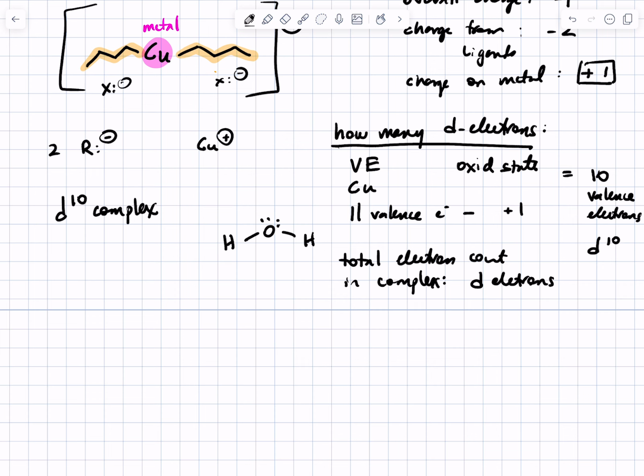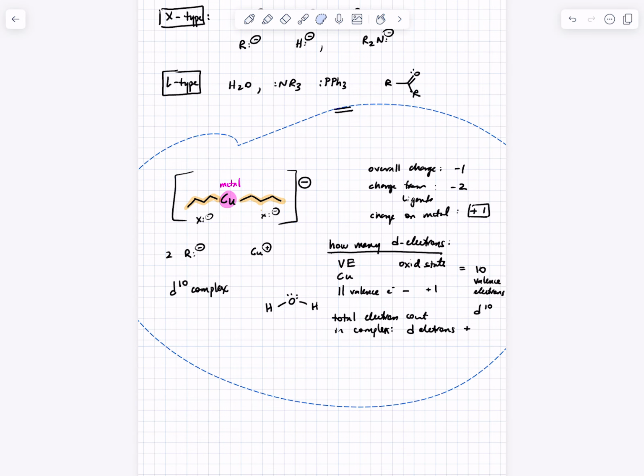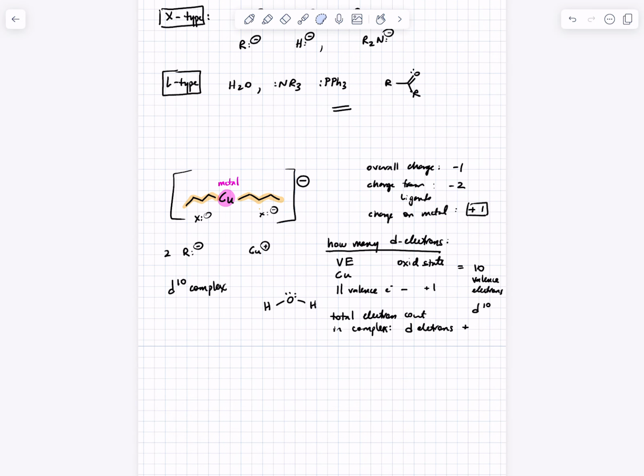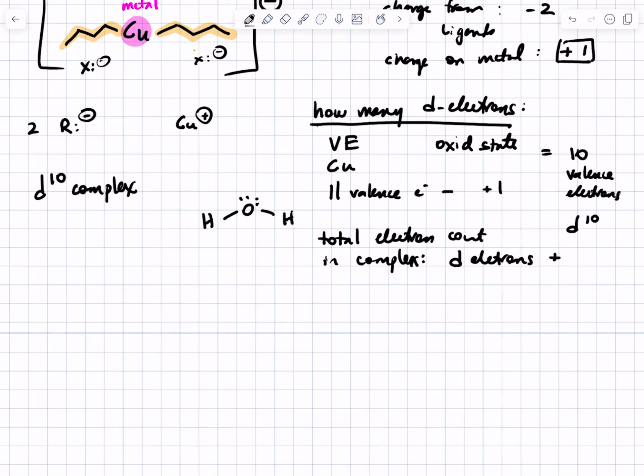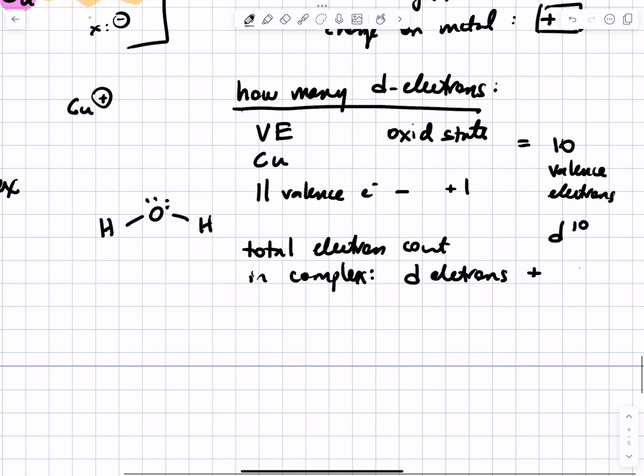There's a C in there, you just can't see it. Plus, sorry, dang it, I ran out of space. You count, for the total electrons, the d electrons plus the electrons in the metal ligand bond.